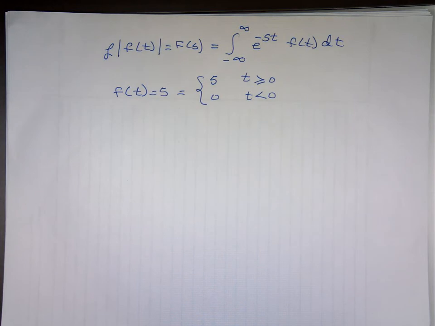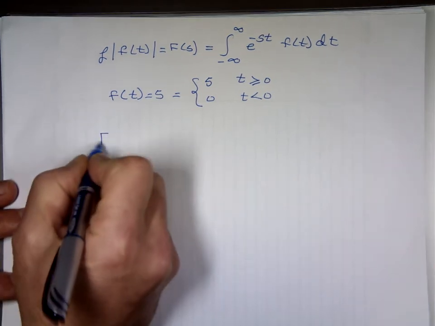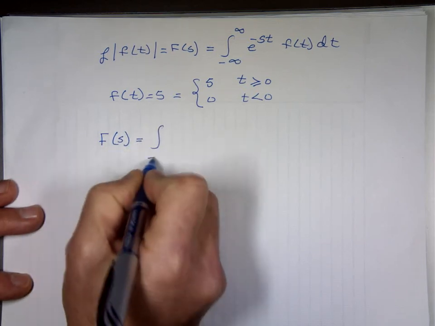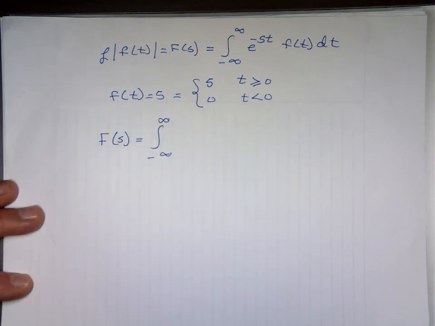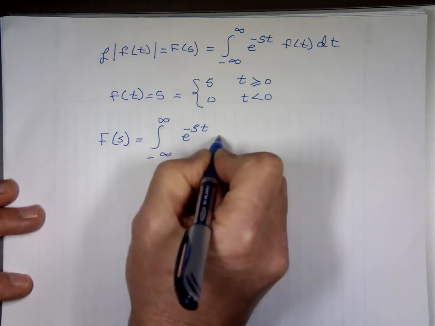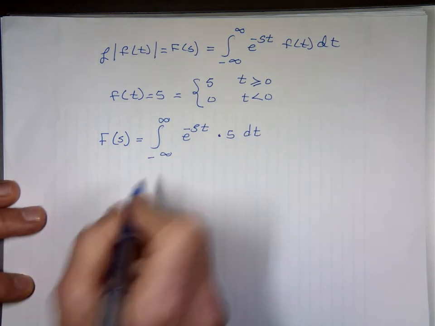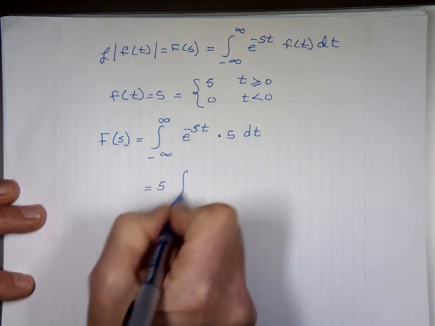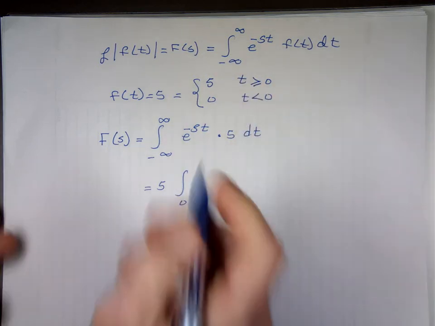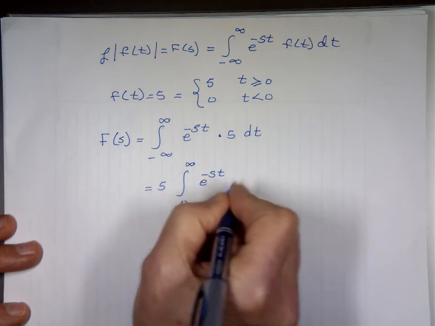So let's see. If I want to find the Laplace of a DC source, the Laplace of that is going to be the integral, I'll stick with the definition, negative infinity to infinity, of e to the minus st times 5 times dt. Well, we know we can take the 5 outside. And again, this will start from 0 because my function starts when you walk into the lab, all the way to infinity, e to the minus st dt.